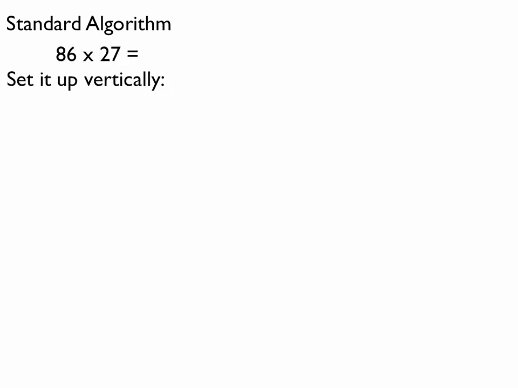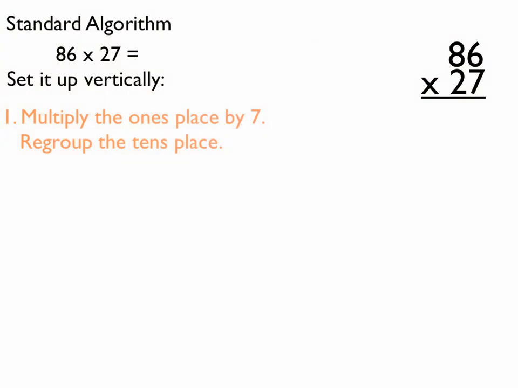Let's go do one a little bit harder than that. And again, we'll just use the standard algorithm. I'm going to do 86 times 27. So I'm going to set it up vertically again. 86 times 27. Okay. My first step is to multiply the ones place by 7 and regroup the tens place. So since 6 times 7, that makes 42. So I'm going to leave the 2 down below and bring the 4 up top.